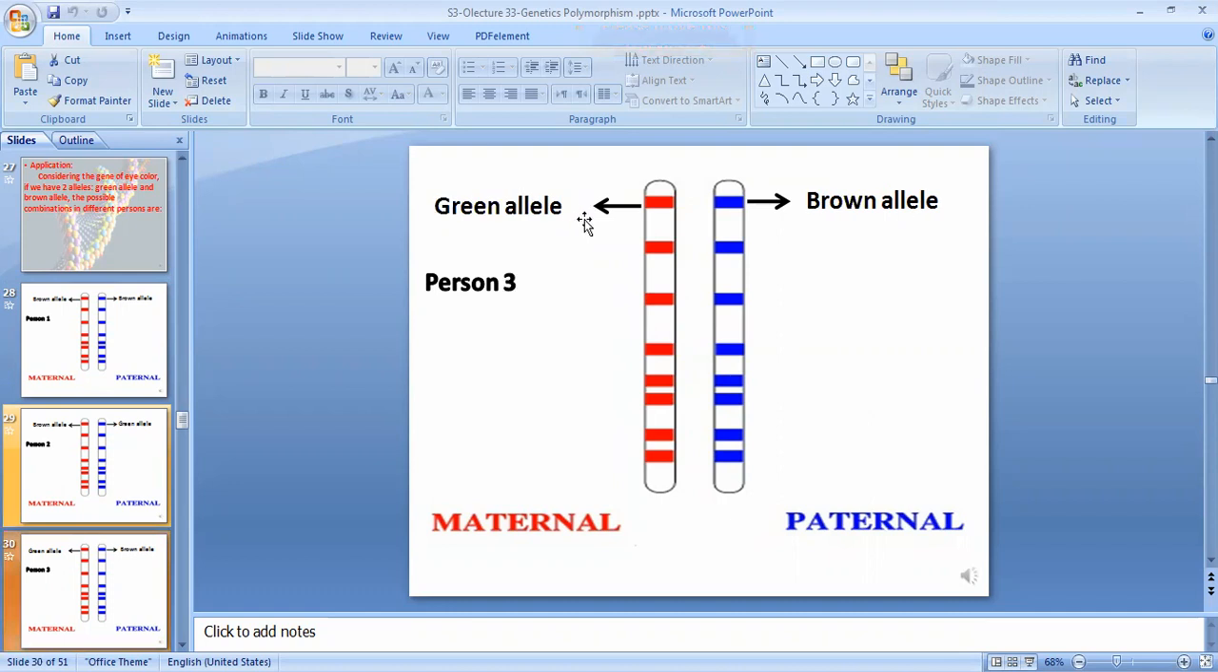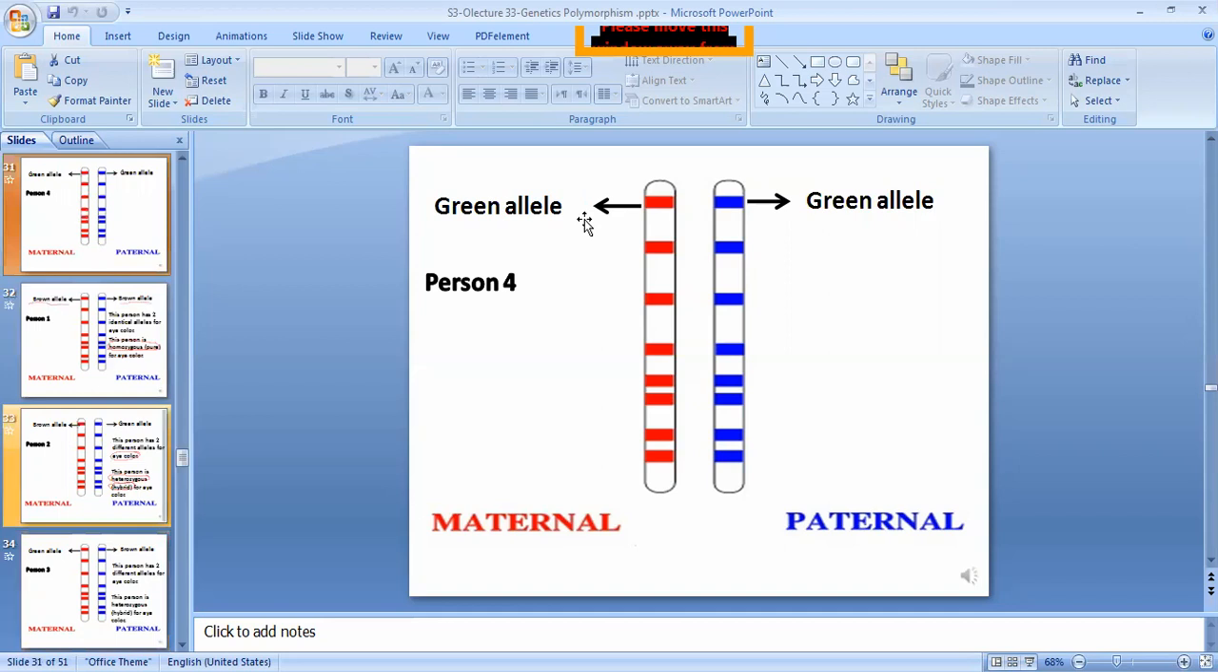In person three, the green allele is inherited from the mother and the brown is inherited from the father. What's the difference between these two? The difference is that the brown in person two is inherited from the mother, so it's maternal. However, in person three, it's paternal. And in person four, we have a green allele from the maternal and a green allele from the paternal.